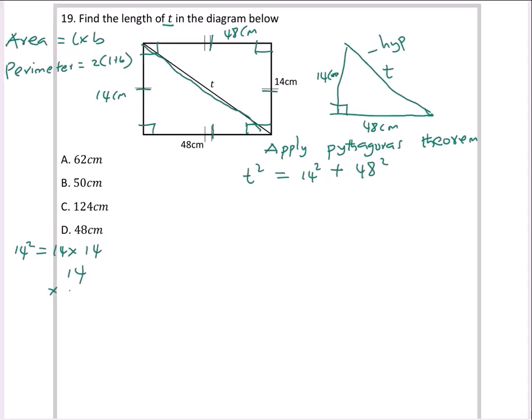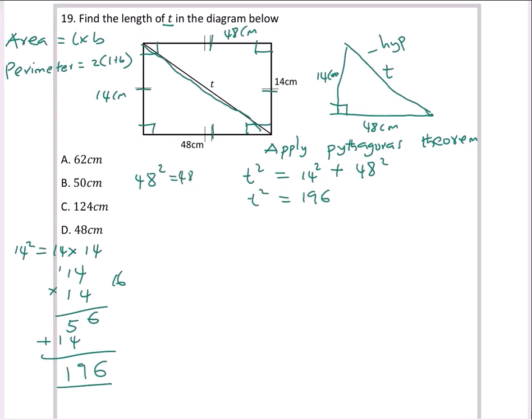So 14 multiplied by 14. 4 times 4 is 16, so write 6, carry 1. 4 times 1 is 4 plus 1 is 5. 1 times 4 is 4, and then 1 times 1 is 1. Let's add up. So this is 196. So it simply means T squared is equal to, this one is 196. Let's solve for 48 squared. That's 48 multiplied by 48. So we have 48 here and then 48.